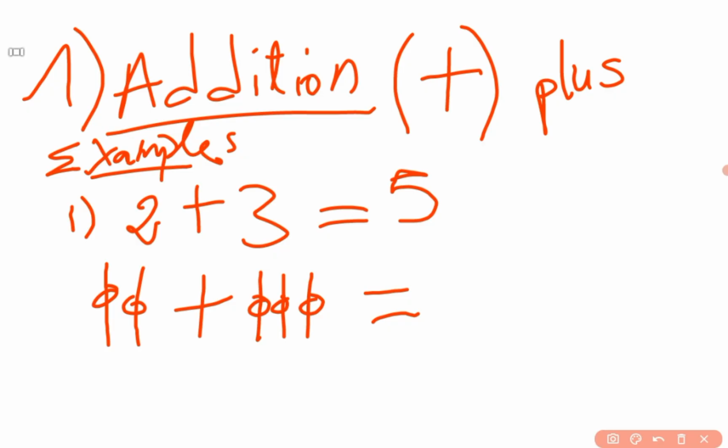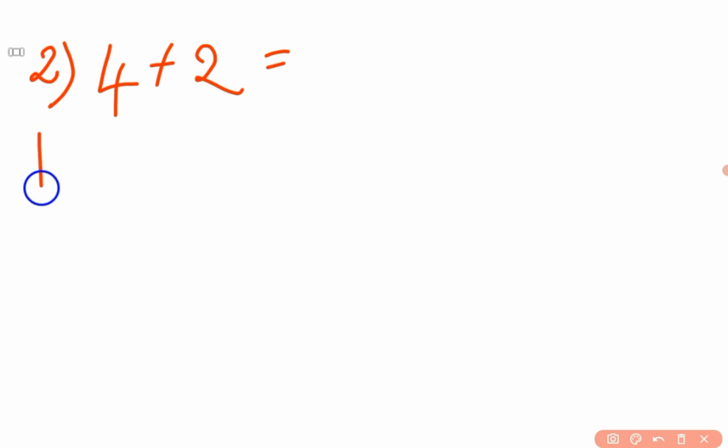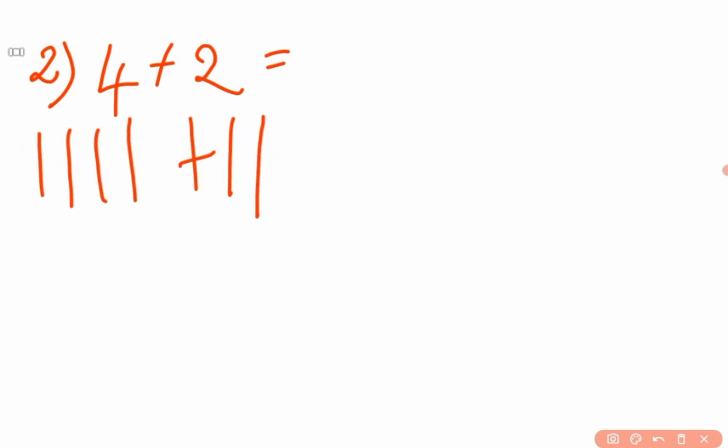I'll take another example. Example 2: 4 plus 2. So this time around we're going to count 4 strokes. 1, 2, 3, 4, and we add it to 2 strokes. So if you count them up, 3, 4, 5, 6, so you have 6 strokes. It means that 4 plus 2 is 6.